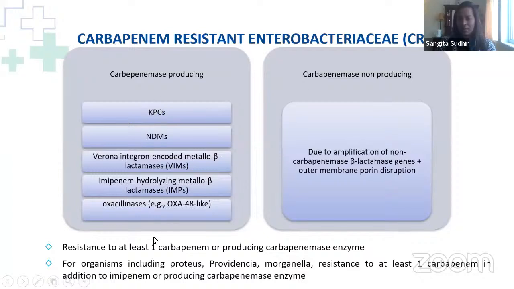Now, these are carbapenemase enzymes. Any of these has to be there, or we can also assess based on culture sensitivity if any one carbapenem is resistant, like Mero or Dori or imipenem. There are other mechanisms in carbapenemase non-producing strains, which need not show the same resistance pattern, due to outer membrane porin disruption or due to the amplification of certain genes. This is another mechanism by which the Enterobacteriaceae become CRE, carbapenem resistant.